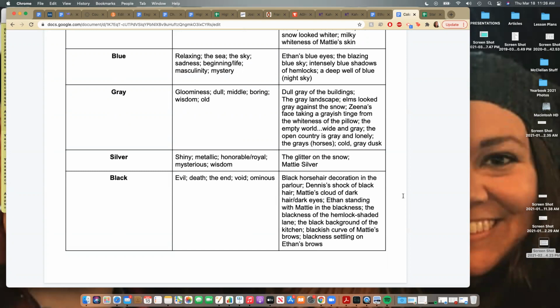It's all of these, really a variety of things, like black horsehair decoration, Dennis's hair, Maddie's hair. And I feel like a lot of times it's for atmospheric purposes, like them standing in the dark, or the black background of the kitchen, the blackish curve of her brows. But all of our associations with black primarily are evil, death, ominous, the end. Do you think there's any significance to that, or any reason they choose black for those particular things?